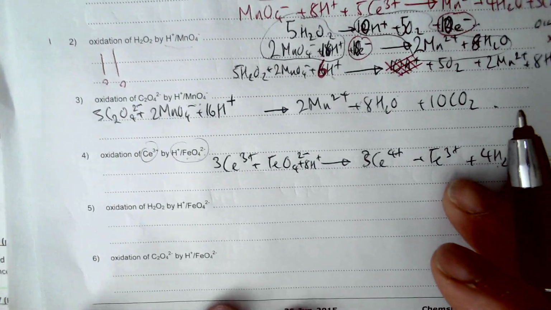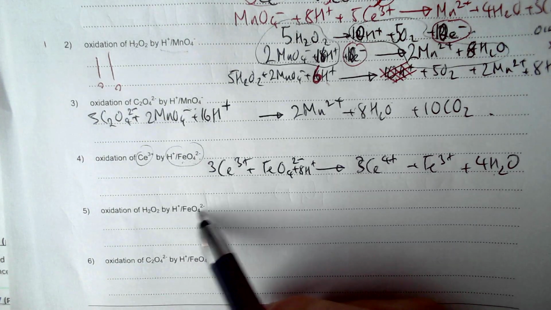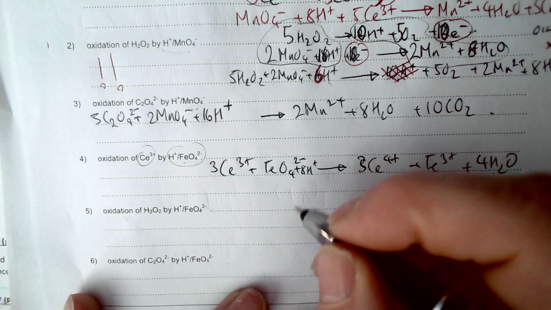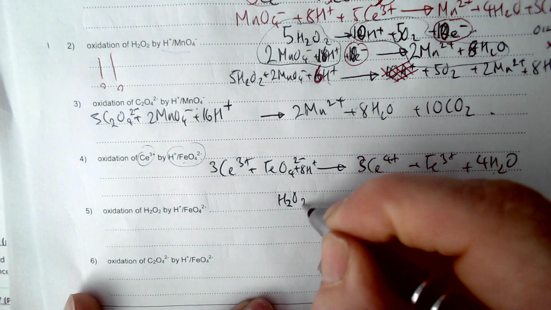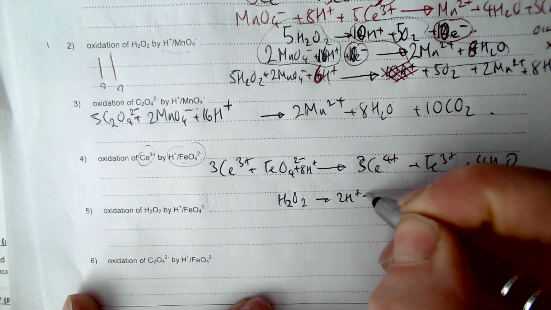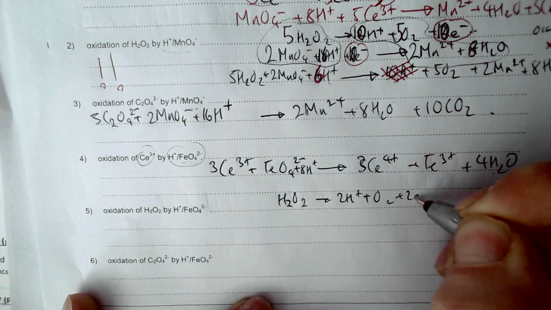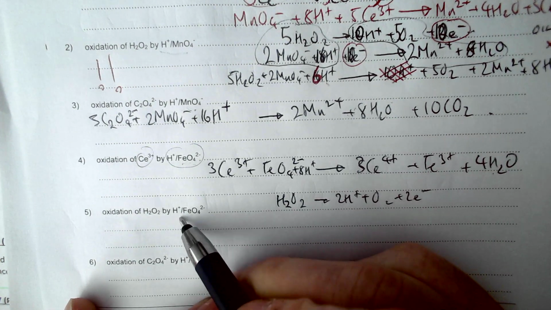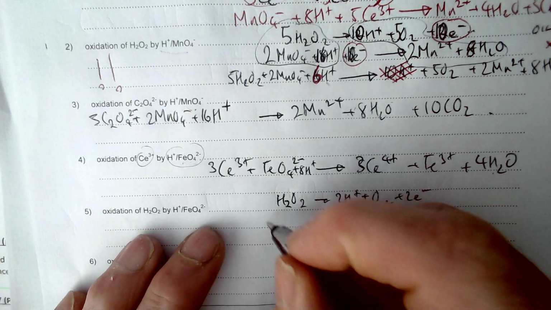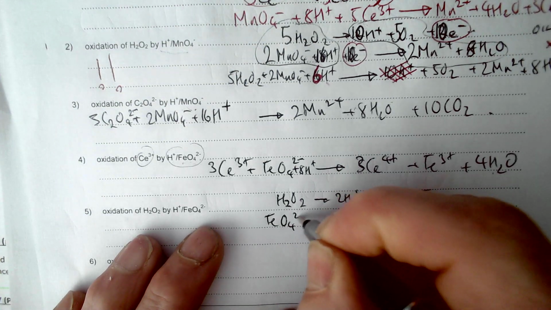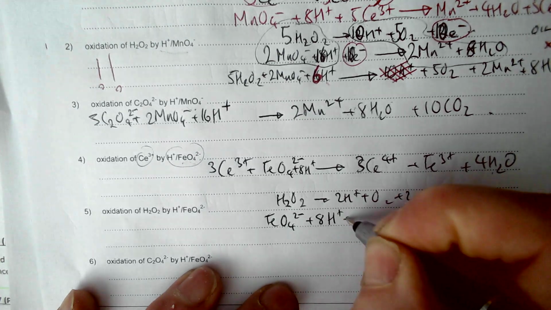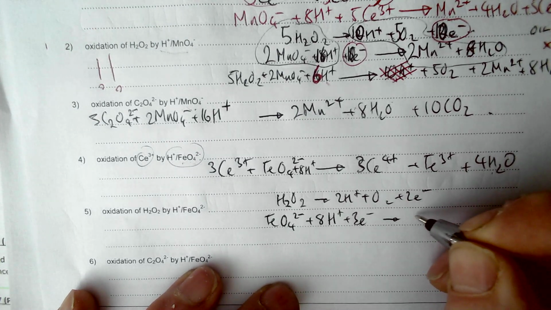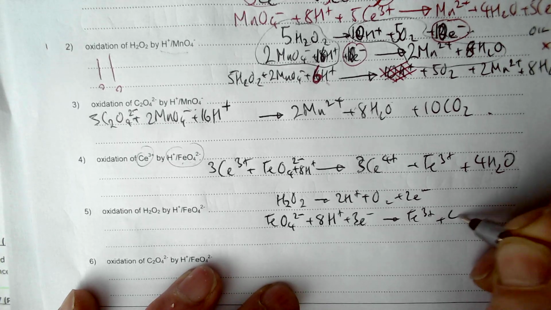How many more of these are there? Right, 2 more to do. Oxidation of H2O2 by this iron thing again. I'm going to write the 2 half equations out because I've run out of space on there. You can't see up there now. So H2O2 becomes 2H plus plus O2 plus 2e minus. The iron one: FeO4 2 minus plus 8H plus plus 3 electrons makes Fe3 plus plus 4H2O.